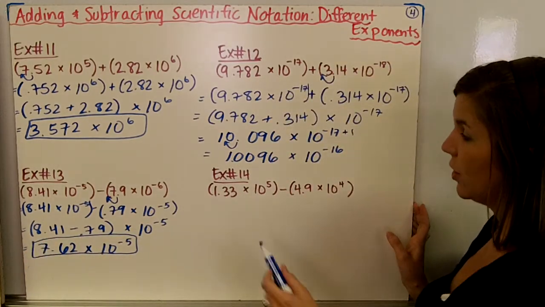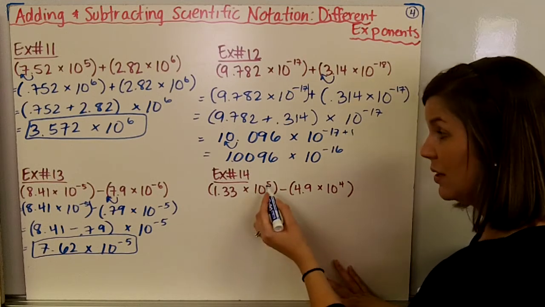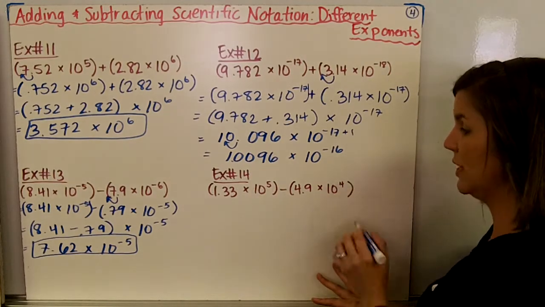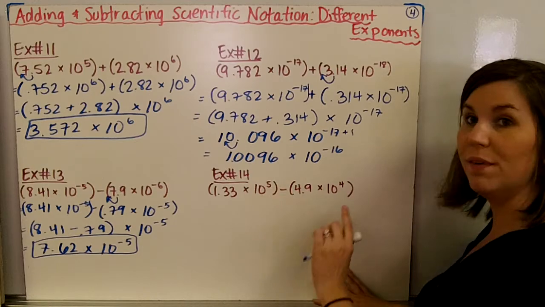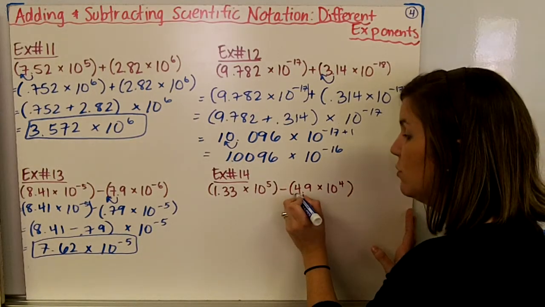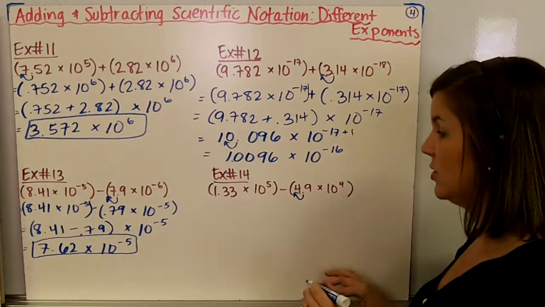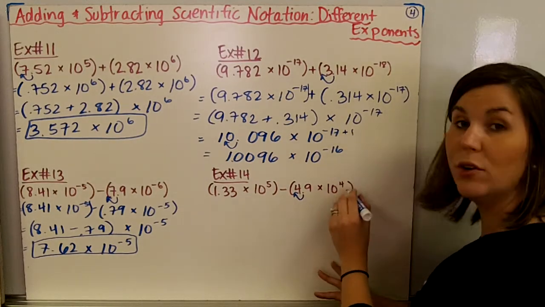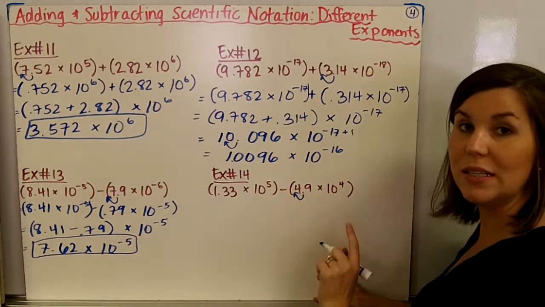Example number 14, our last example. 5 is an exponent and 4 is an exponent. The 4 needs to be a 5. To go from 4 to 5, we need to increase by 1. So I'm going to move the decimal 1 place to the left. Remember, when you're increasing, you need to move the decimal to the left.